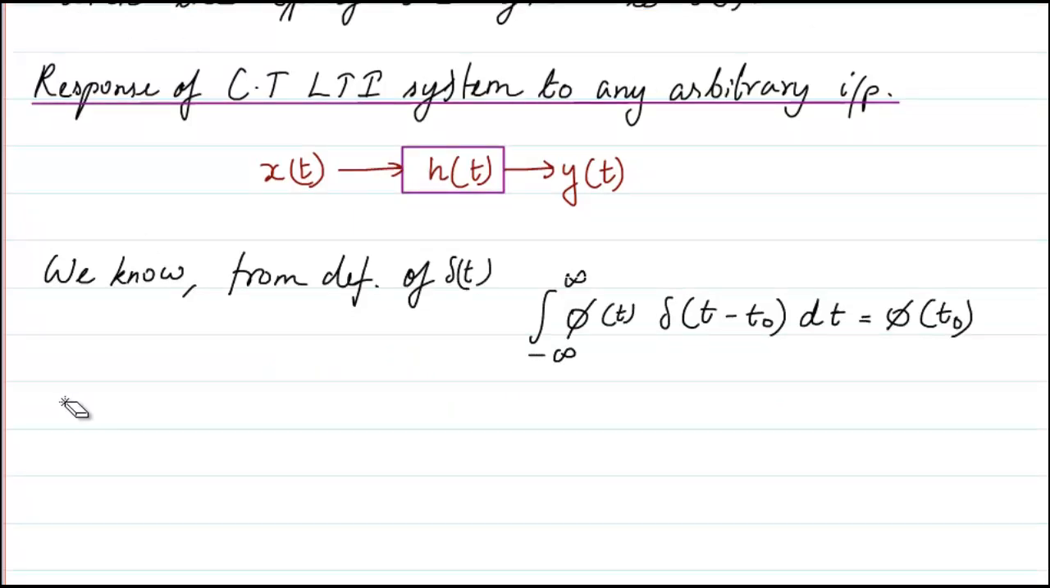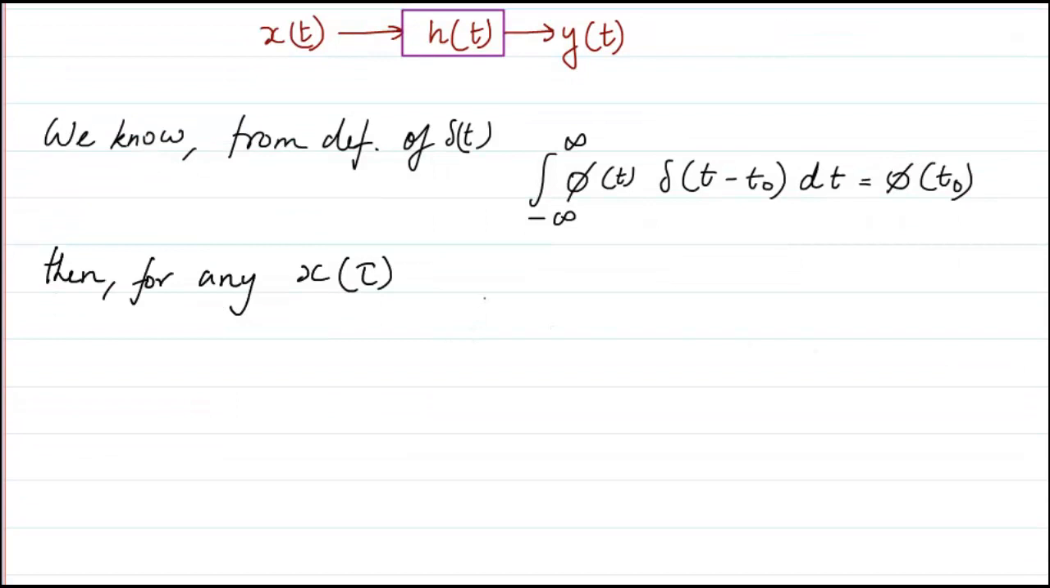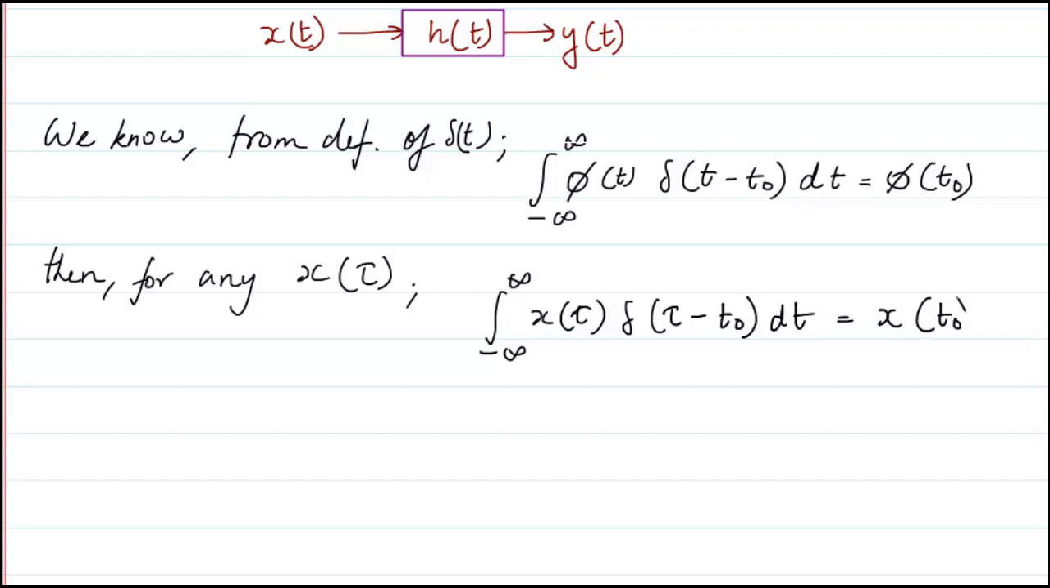Then we can say, for any arbitrary function x of tau, I can use the same principle: if I integrate from minus infinity to infinity x of tau delta of tau minus t naught d tau, where the time axis is now changed, then it is as good as finding the value of x at t naught. This we should always remember.